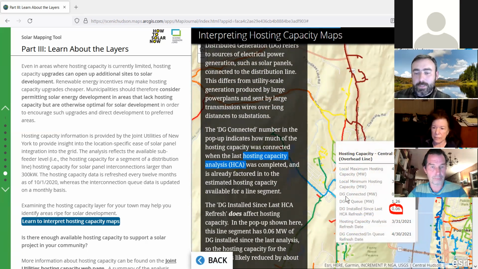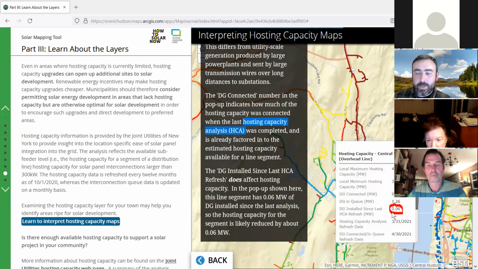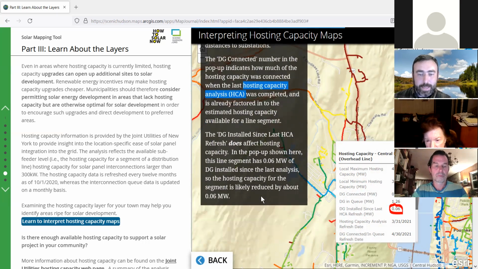So this DG connected, that's the distributed generation, the solar that's already connected to this line, to this feeder line. That was accounted for in the last hosting capacity analysis, HCA. This is what they've added since then. So this number is going to affect our local hosting capacity.